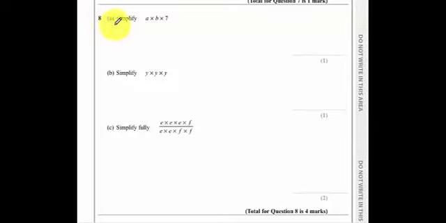Question 8, Part A. Simplify A times B times 7. When we simplify with algebra and there's multiplication, we leave the multiplication sign out. We put the number first and then put the letters in alphabetical order.